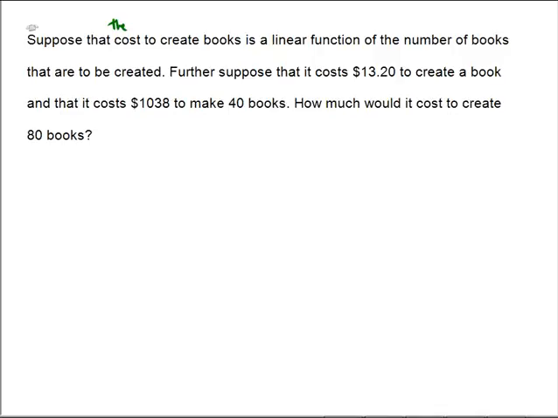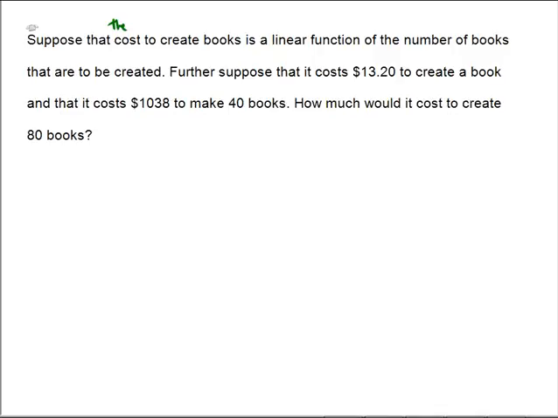Now, there's a temptation here to just double up the cost for 40 books, but remember, when you're creating books, not only do you need the paper and the ink, but you also need the machine, and you don't have to buy the machine each time. In economics, we call these fixed costs and variable costs. So let's just take the information we're given and try to figure out what's going on.